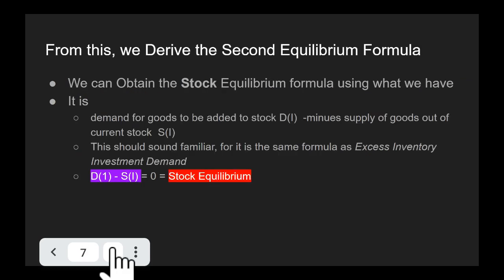Now from this, we can derive the second equilibrium formula, the stock equilibrium formula, which is essentially demand for goods to be added to stock, D of 1, minus supply of goods out of current stock. This should sound familiar already because it's the exact same formula as the excess inventory investment demand. It's the second part of the flow equilibrium formula. So the second part of the flow equilibrium formula equals the stock equilibrium formula.